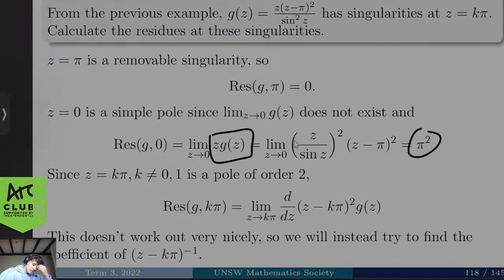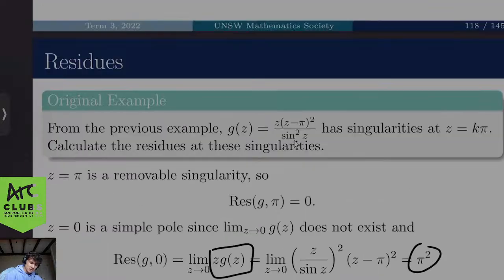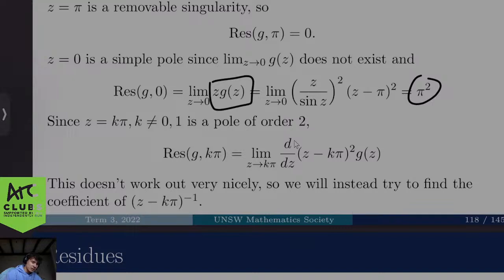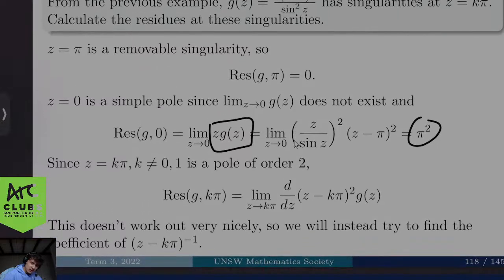And now notice that every other singularity will be a pole of order 2, because we have that sine squared on the bottom. And so we can try to calculate the limit, but it does not work out nicely at all. It's very hard for us to calculate this limit because k is very general. So instead, we'll have to go back to elementary methods.